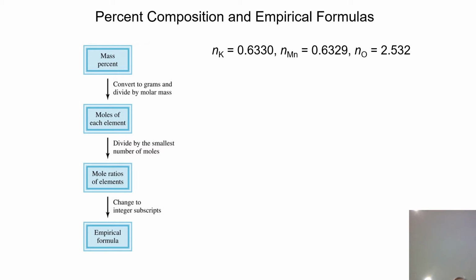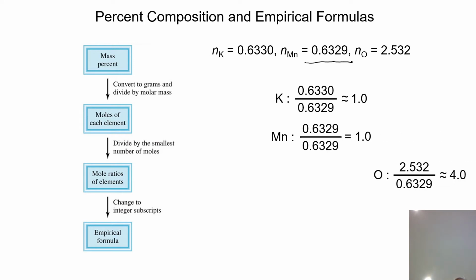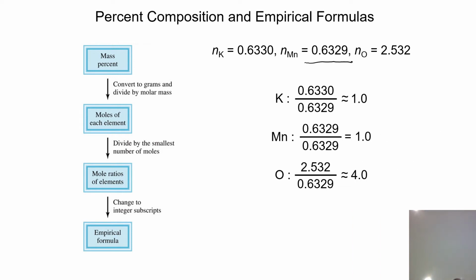We look at the number of moles for each element. And we identify the smallest number of moles. And that's 0.6329. Not a big difference between potassium and manganese, but there is. So that's the smallest number of moles. So now we're going to set up the mole ratio using that smallest number of moles for each element and divide. And we get whole numbers.